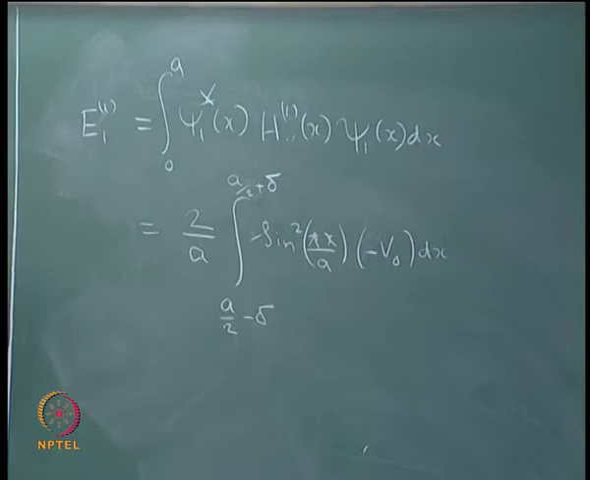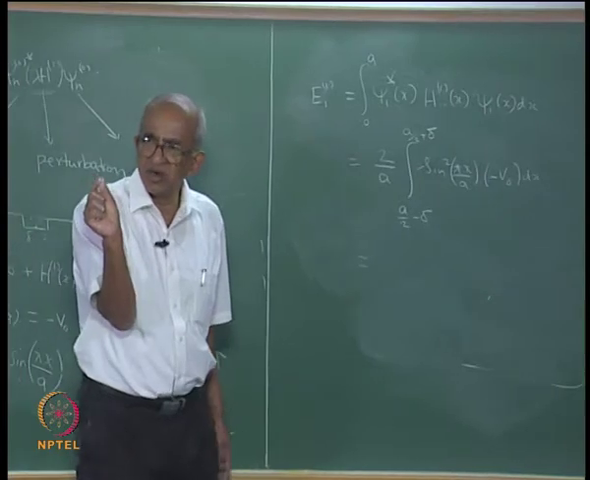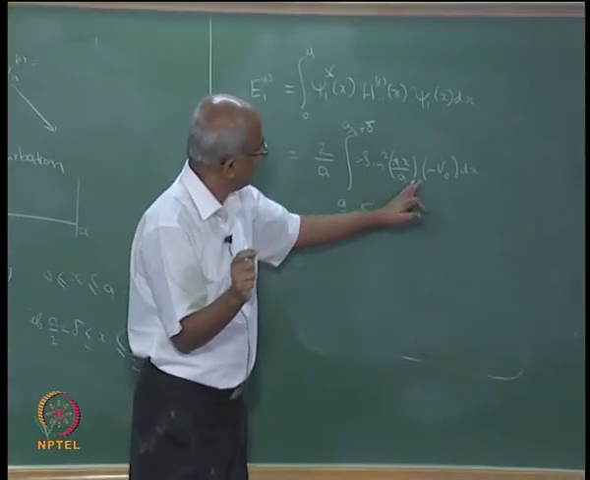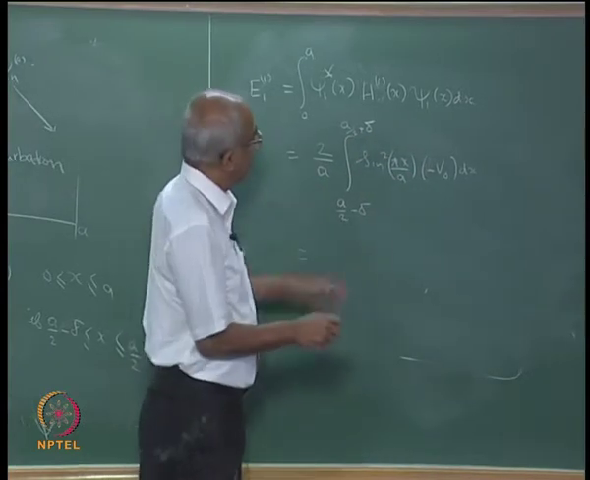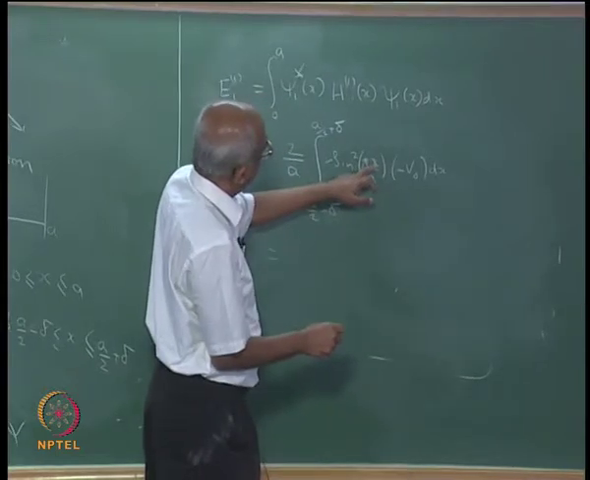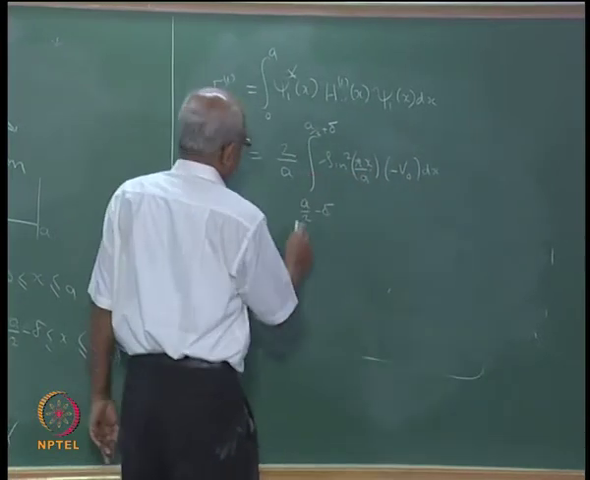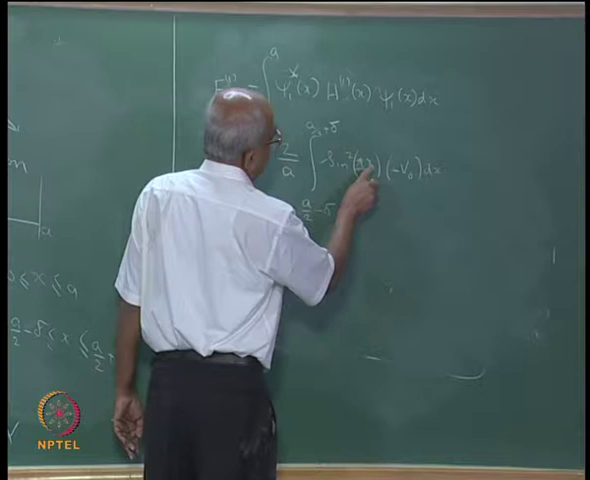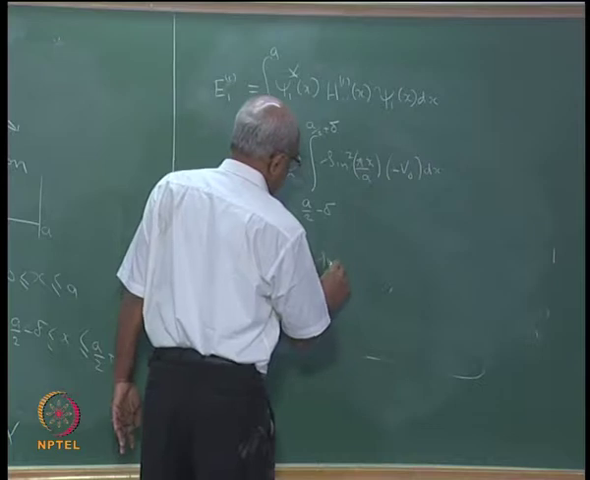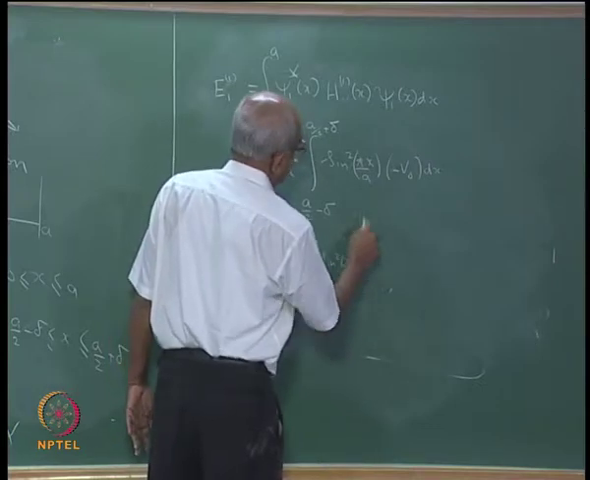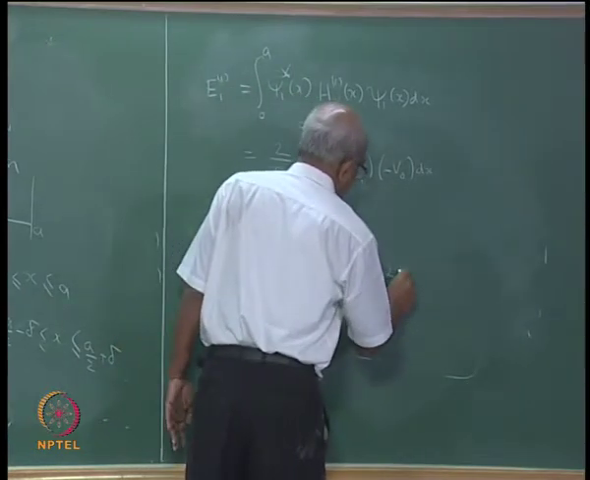If you wanted to know how much this is approximately, then you can say this interval delta is very small. If it is very small, then this function is not going to change much over that small interval, and therefore I can replace its value by the value right at the middle of the box. Then I will have 2 by A. In the middle of the box, x is equal to A by 2. So, you will get sine square pi by 2 into minus V0 into, if you did the integral, the answer 2 delta.